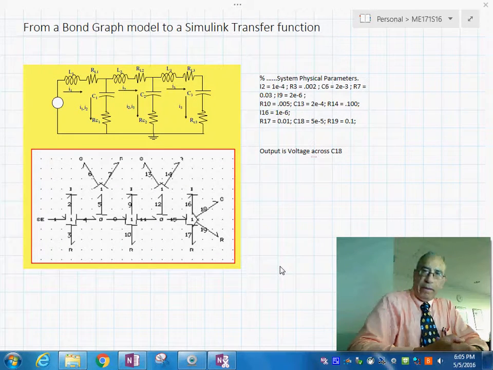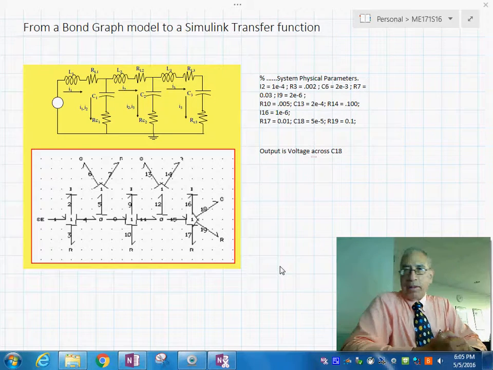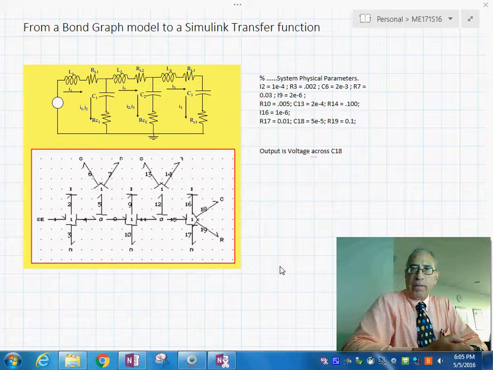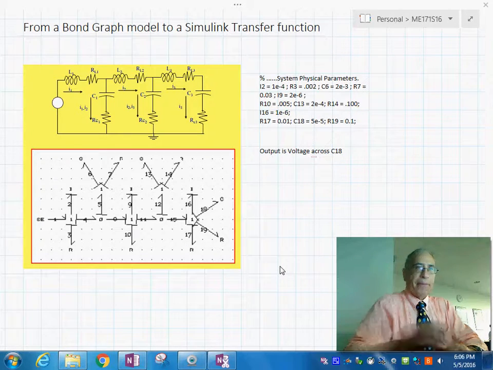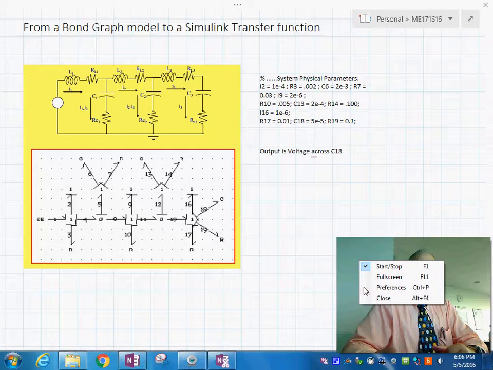So what you're given right now is you have the system and you have the bond graph model, and the question is, can we obtain the transfer function of the voltage across that capacitor that we know in the bond graph would be C18, the output would be E18, and let's see how we're gonna do that.